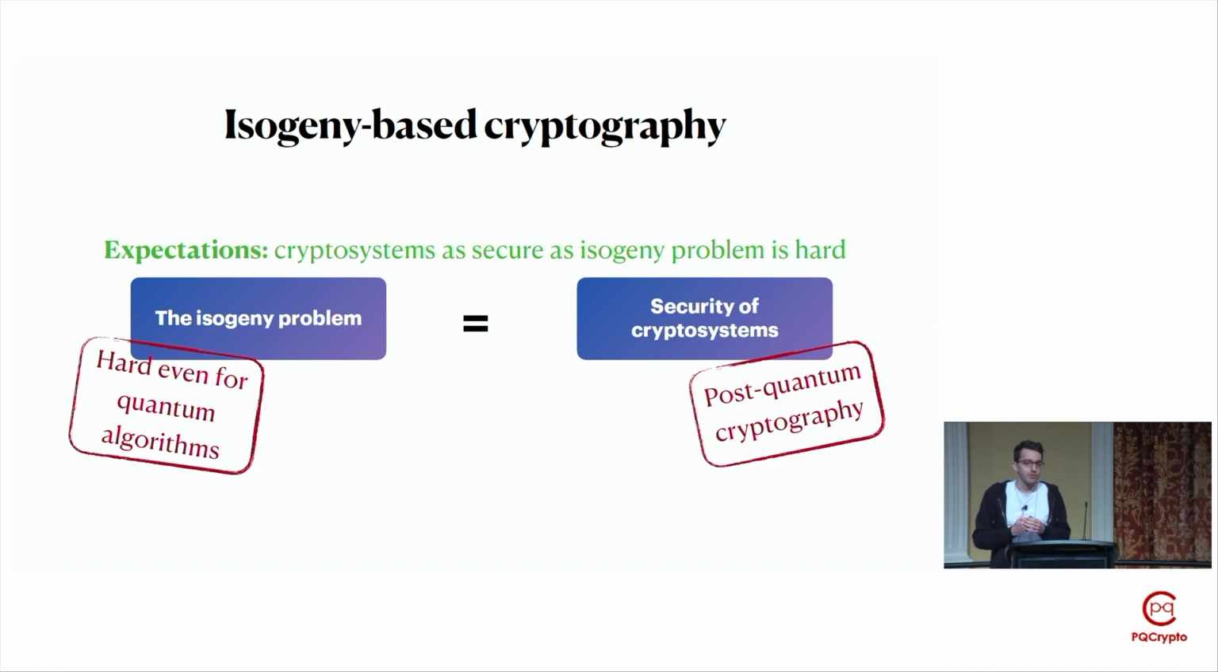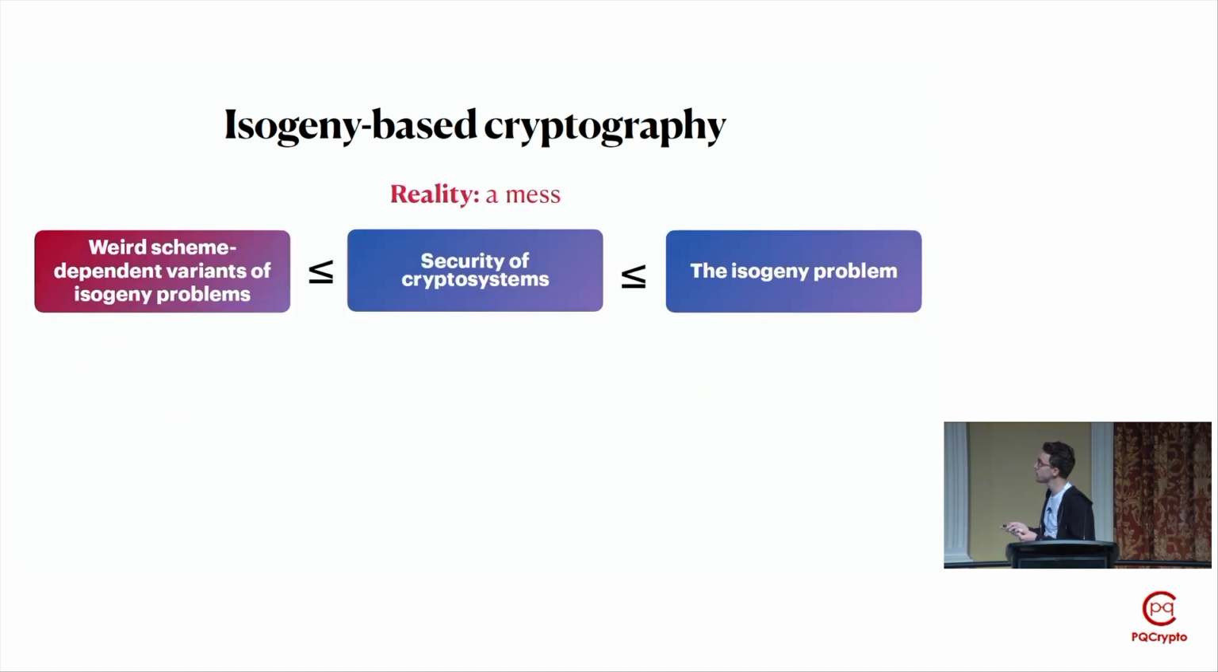Back to isogeny-based cryptography, here was the expectation. You want to build crypto systems that are as secure as the isogeny problem is hard. The reality, of course, is a little bit messier. The isogeny problem does serve as an upper bound on the hardness of breaking essentially all isogeny-based cryptography. So if you can solve the isogeny problem, you can break all isogeny-based cryptography. But it doesn't often also serve as a lower bound. It doesn't give us security proofs, guarantees that if the isogeny problem is hard, then the crypto systems are secure.